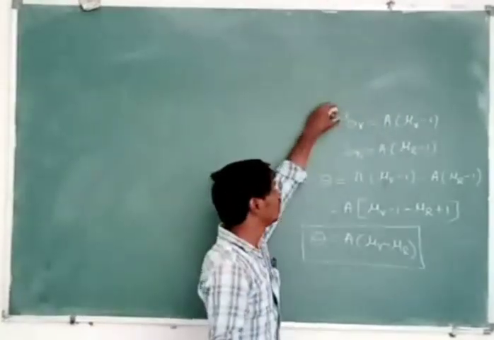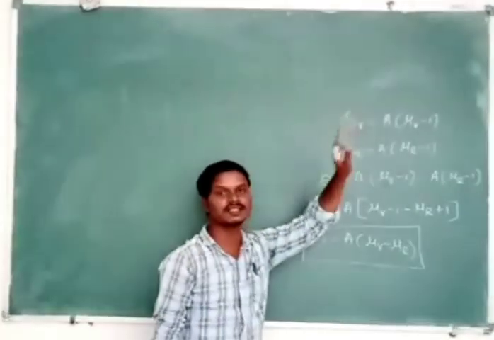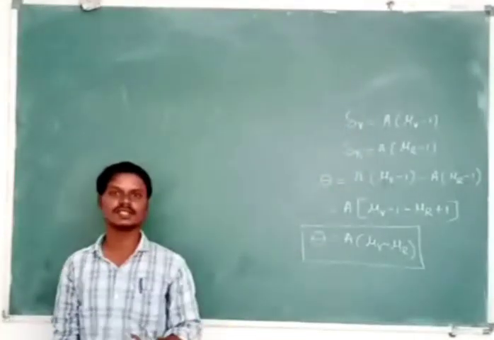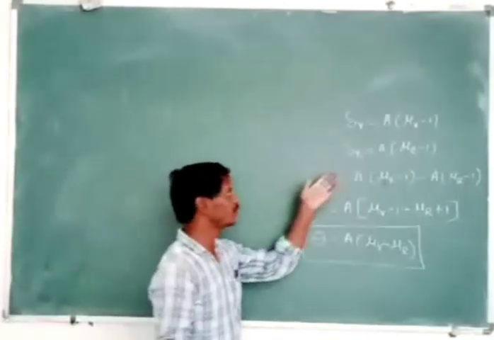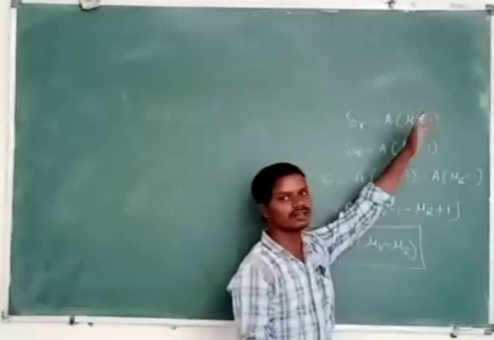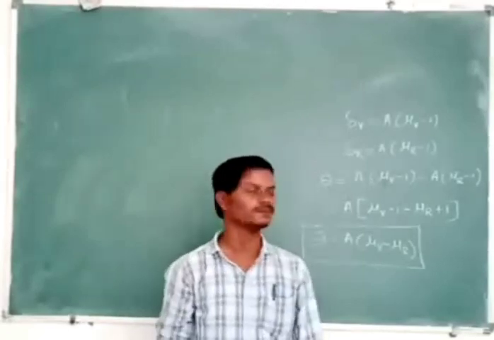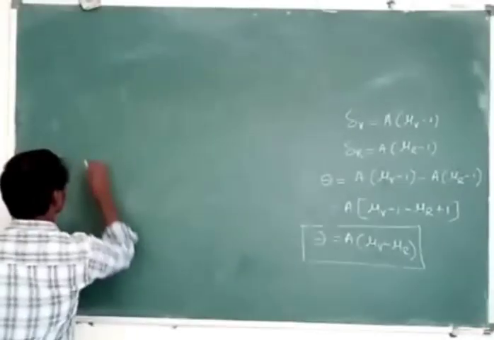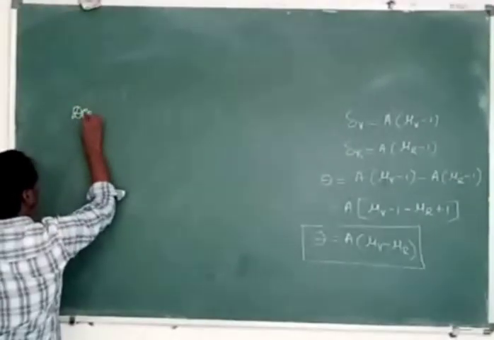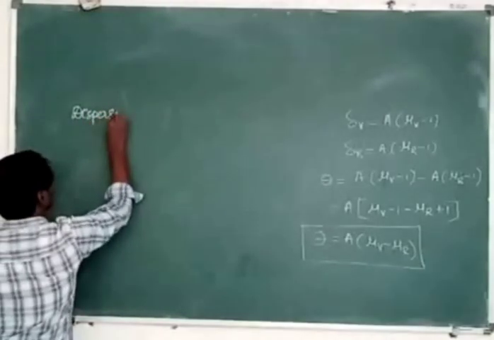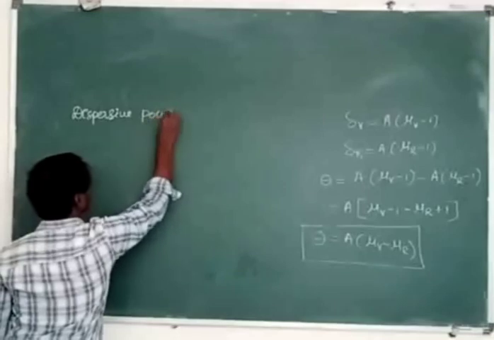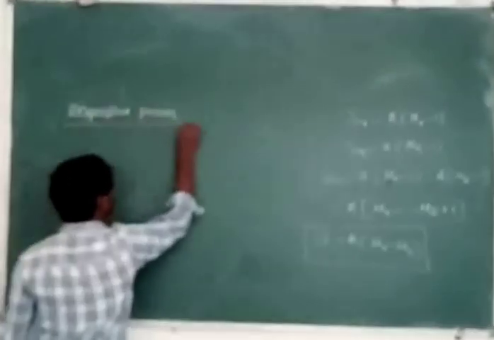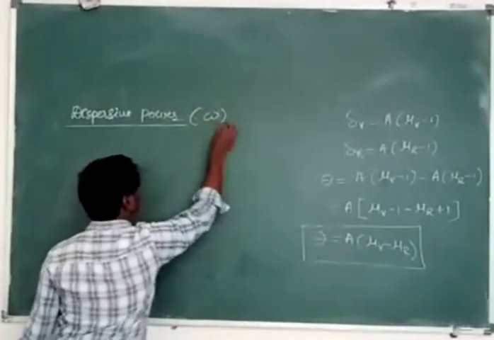Listen here. The angle of deviation is represented here by delta. Previously we represented that by D. So you can take anything, and the refractive index will be represented by n or mu, whichever you take. Next, dispersive power. Dispersive power is represented by omega.